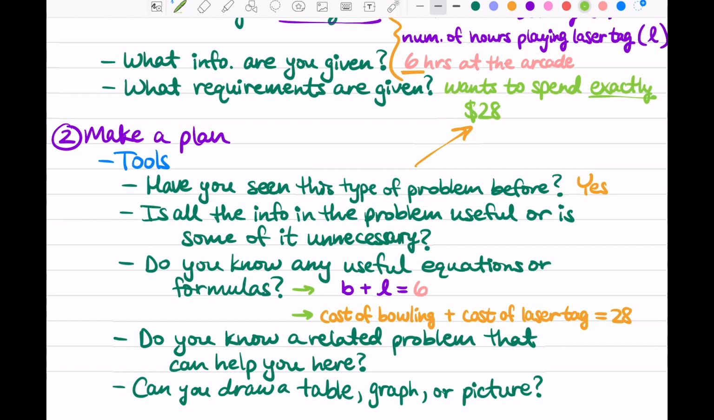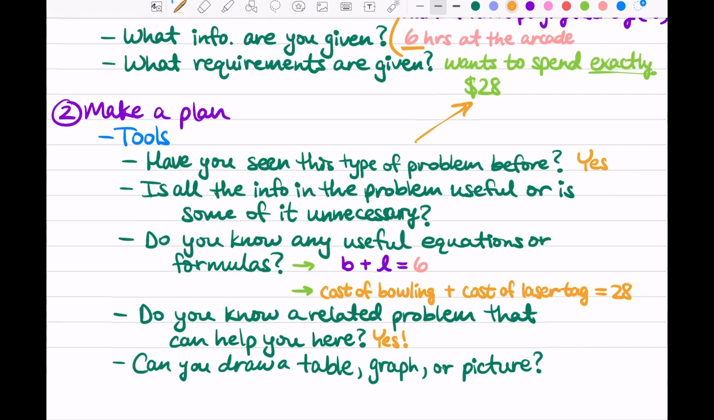Previous problems, things that you've learned in the past, those are part of your toolbox. You can use them to help you with new problems. And our next question actually asks us that. Do you know a related problem that can help you here? Yes. The related problem is Aditi's problem. Again, you can find that problem in the Word Problems playlist. That was the problem on linear inequalities. Okay, the last question. Can you draw a table, graph, or picture?